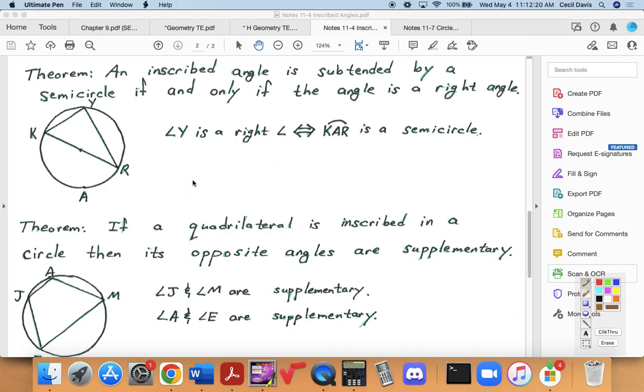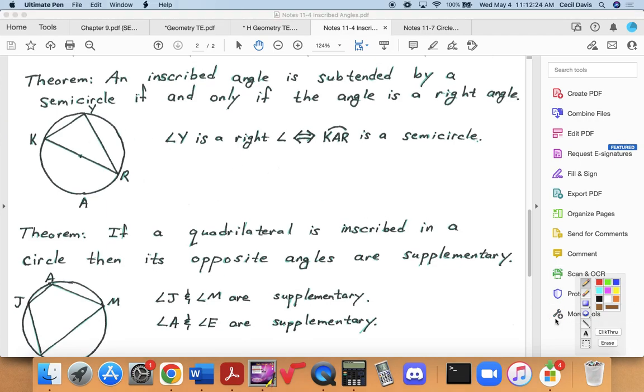So if you look at this diagram, if I follow angle Y, which is an inscribed angle, it hits the circle at K and at R. What's the measure from K through A to R? 180, because this is a diameter. So what kind of an angle does this have to be? It has to be 90. So that angle is going to be a right angle.